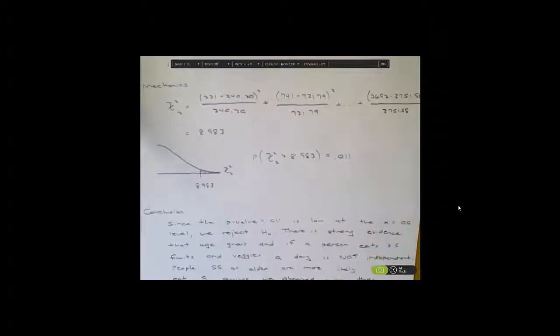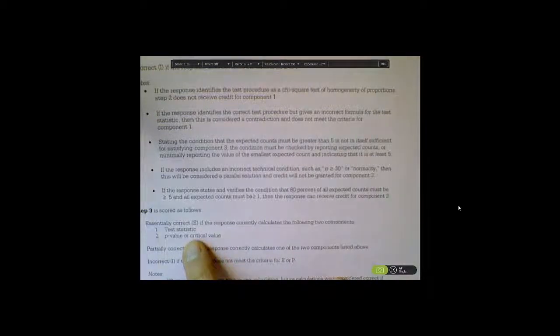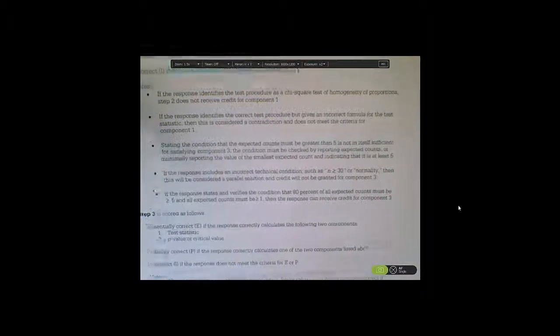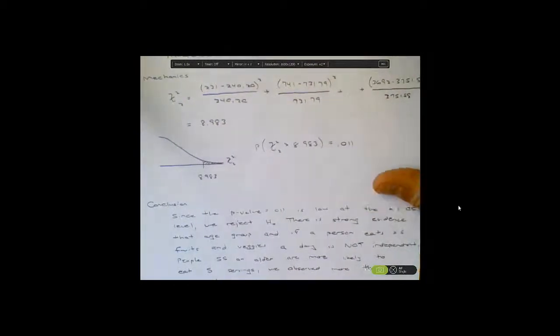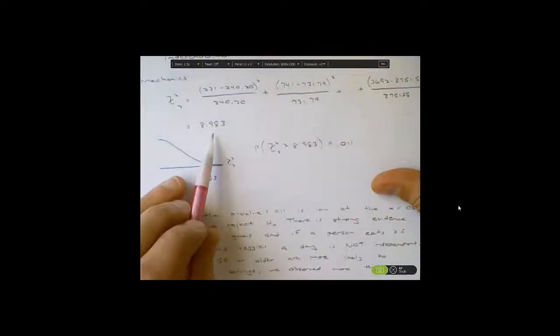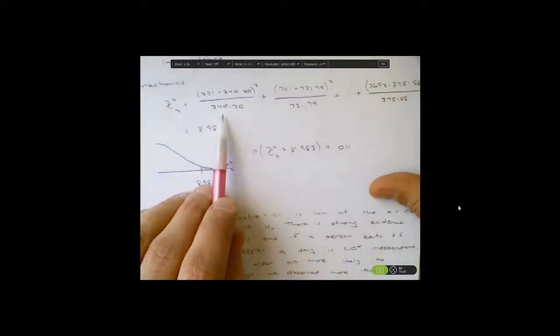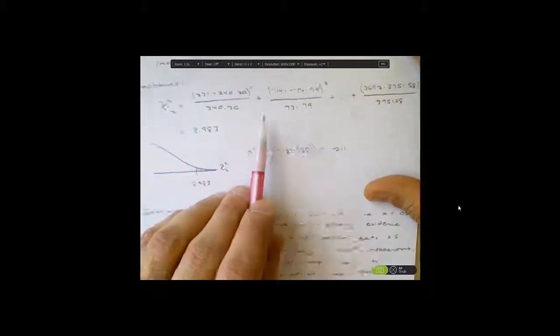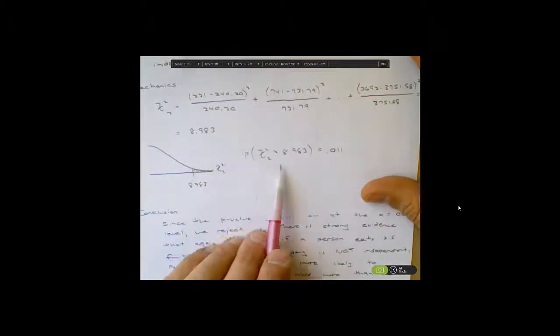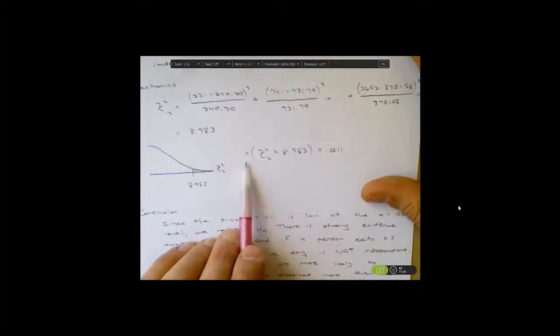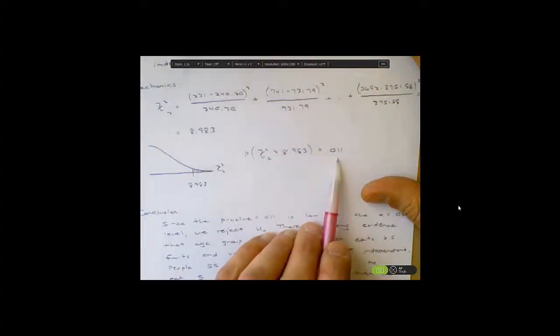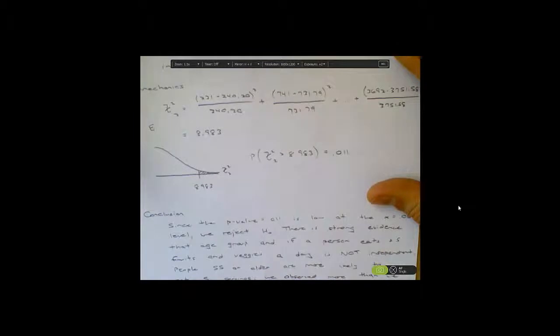Step 3, the mechanics. Looking at the scoring guideline here, what I need to have is the correct test statistic and p-value or critical value. All right, so this is the correct test statistic. I need to show the observed minus the expected, squared, over the expected. You'll notice I've rounded these expected values. I need to show at most 3 formulas. My test statistic is 8.983. I got this from the chi-square test on the calculator, to get my p-value of 0.011. I've done those 2 components correctly. Therefore, I've earned essentially correct.